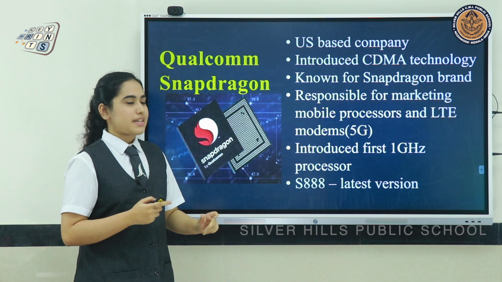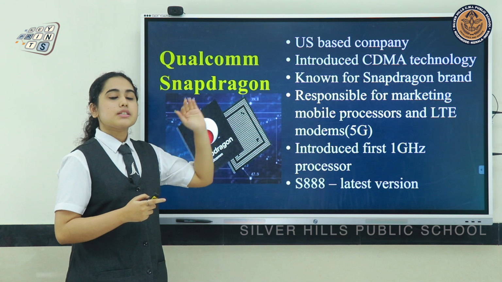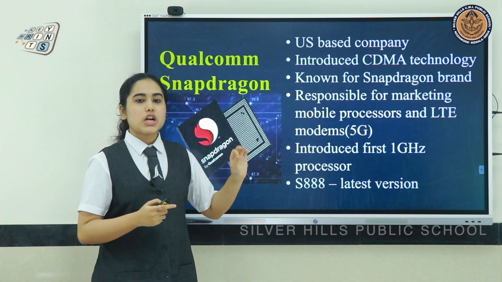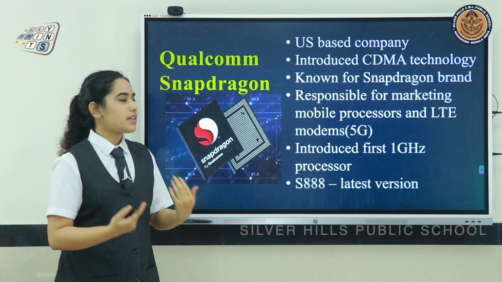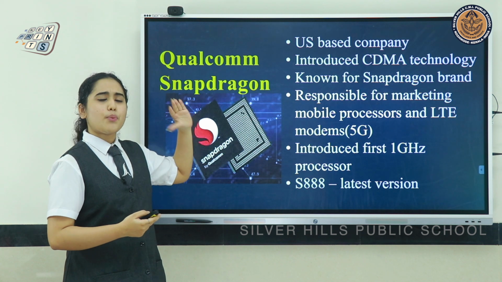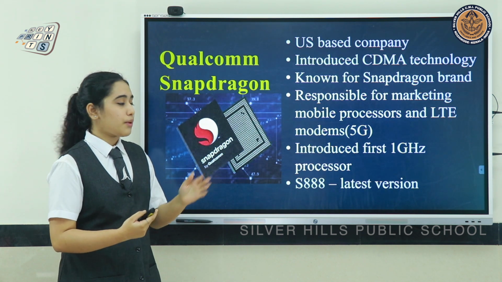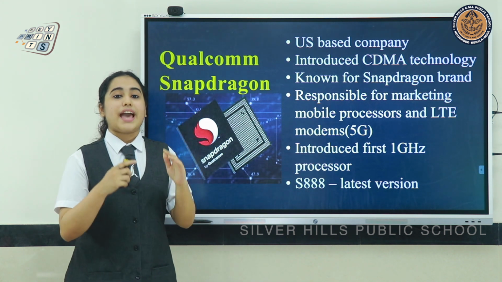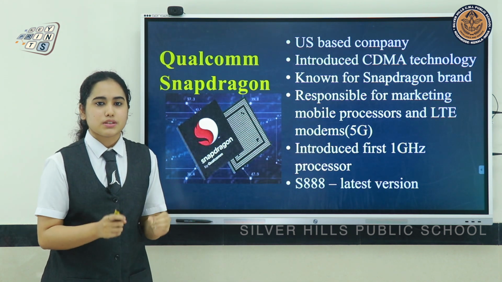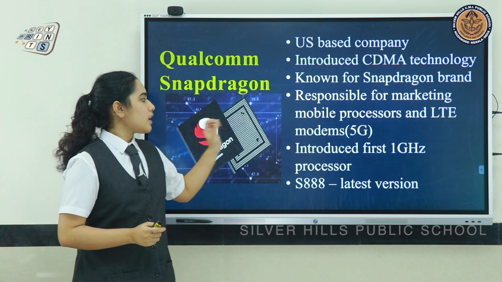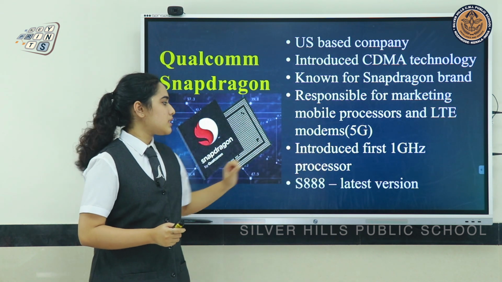It is a US based company, and Qualcomm is now known for its Snapdragon brand. Now Snapdragon is responsible for marketing these processors and LTE modems, which is a 5G. But when did Snapdragon come into play? When it introduced the first 1 GHz processor, when the average speed of most of the processors was just 512 MHz, it introduced the first 1 GHz processor.